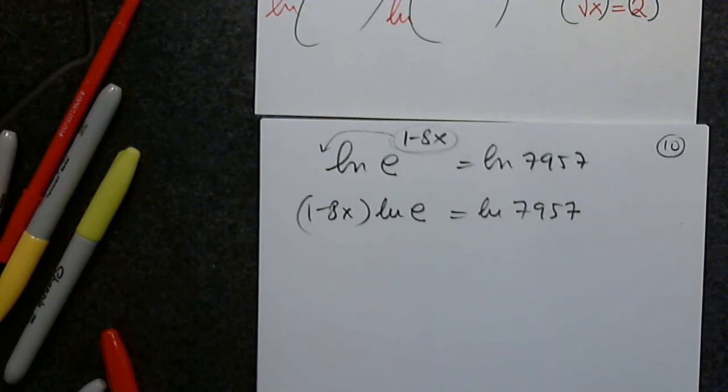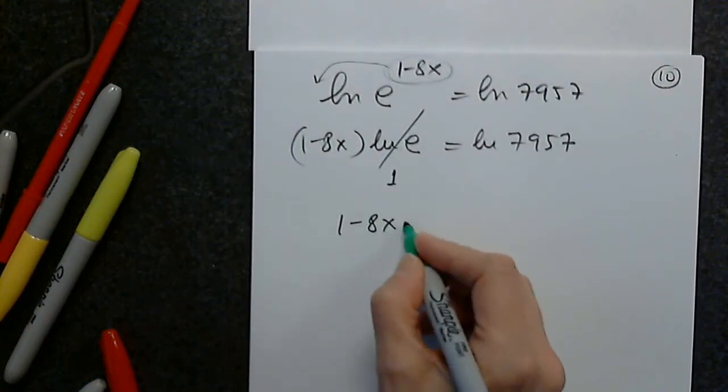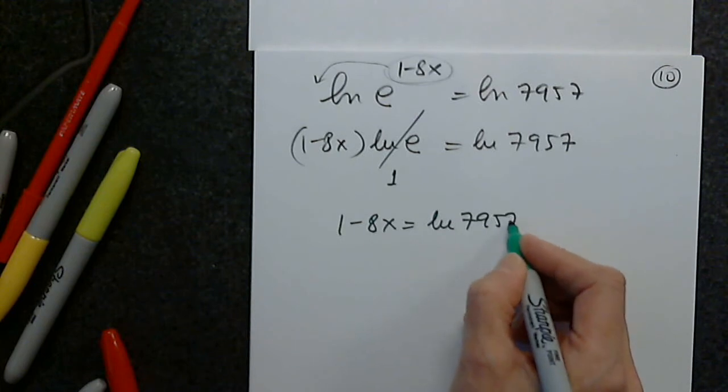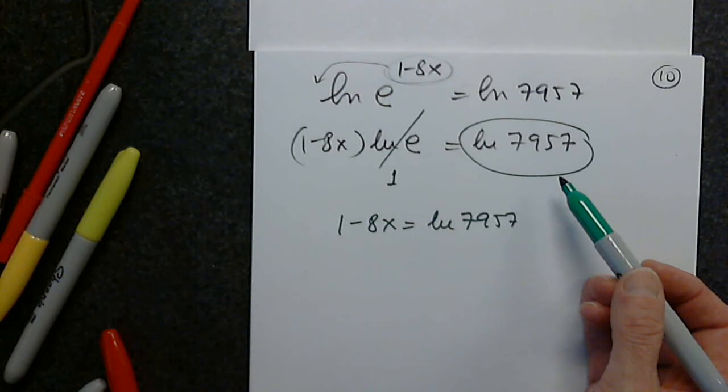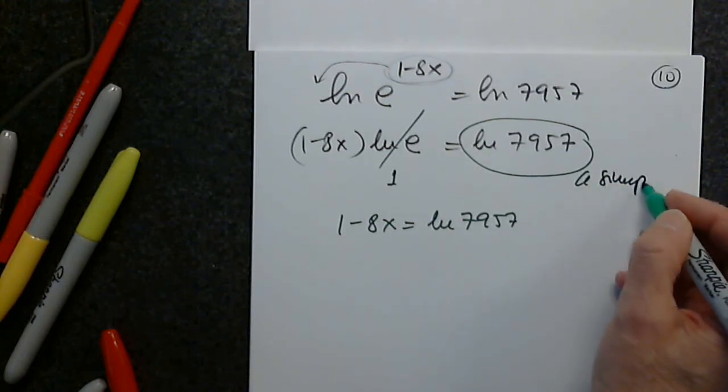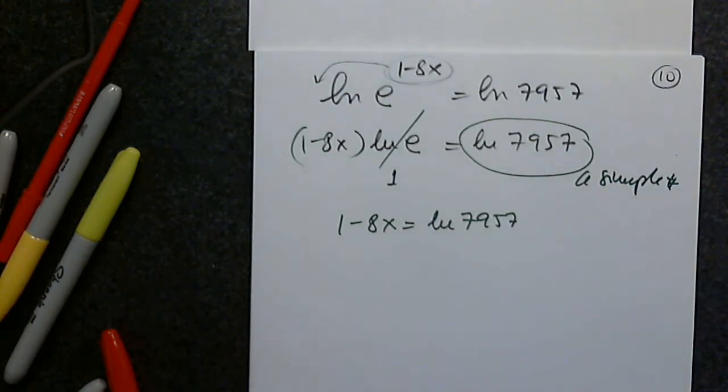Now, half an hour ago, we determined natural log e. How much was it? Natural log e. Yes. Since this is 1, I don't need it. So I have 1 minus 8x equals natural log 7957. I don't want you to get scared about this. This is just a simple number. It happens to have natural log in front of it, but don't worry about it at all. It's just a simple number.